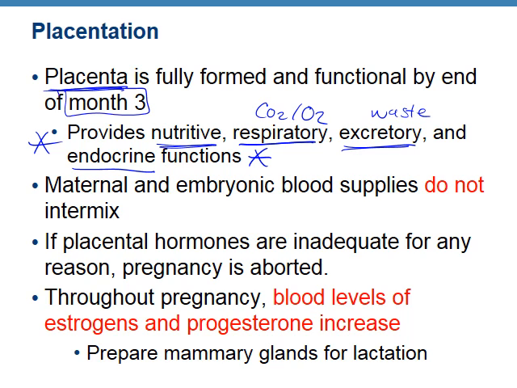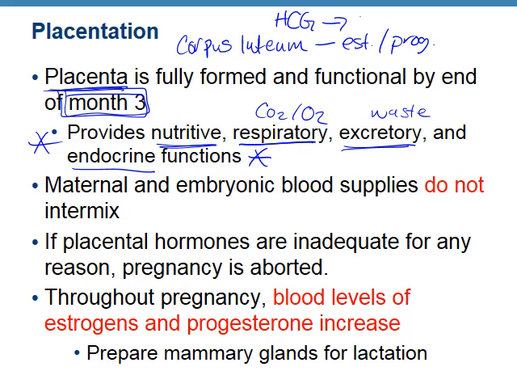So the placenta here, the key is it's not fully formed and functional until about month 3. So just go back and look over, remember what's providing hormone function, right? Corpus luteum is providing estrogen and progesterone. And then we also have the HCG, which is directing the placental development. So we do have other hormones at play here, but realize that the placenta is not fully formed until month 3. The other thing I want to point out is the book uses this term intermix.